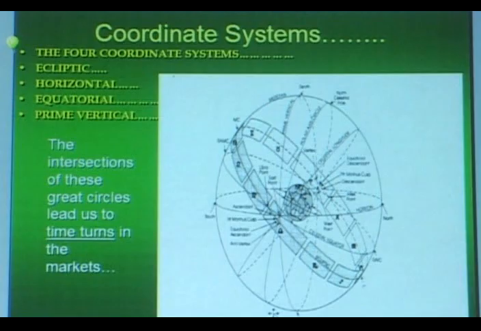There are coordinate systems that are key to the overview of this game. The 4 primary coordinate systems are ecliptic, horizon, equatorial, and prime vertical. The intersections of these great circles lead us to time turns in the market. This single image took me 3 months to build and to try to understand. The great circles are quite complex, but they are the key to time, I believe.